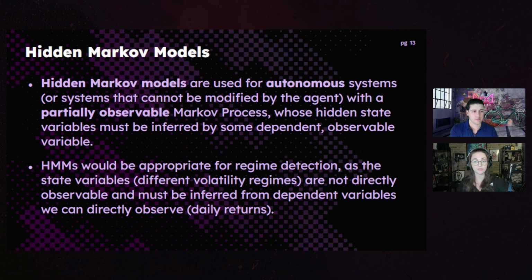And then we're also going to apply these models to partially observable Markov processes. So we're going to assume that the hidden state, or the volatility state of the market, is not directly observable, but has to be inferred by some dependent and observable variable. As I'll talk about in a second, we're going to use returns, like daily returns for the market, to indicate what volatility state we're in. But we're going to assume that the actual volatility state is not directly observable.